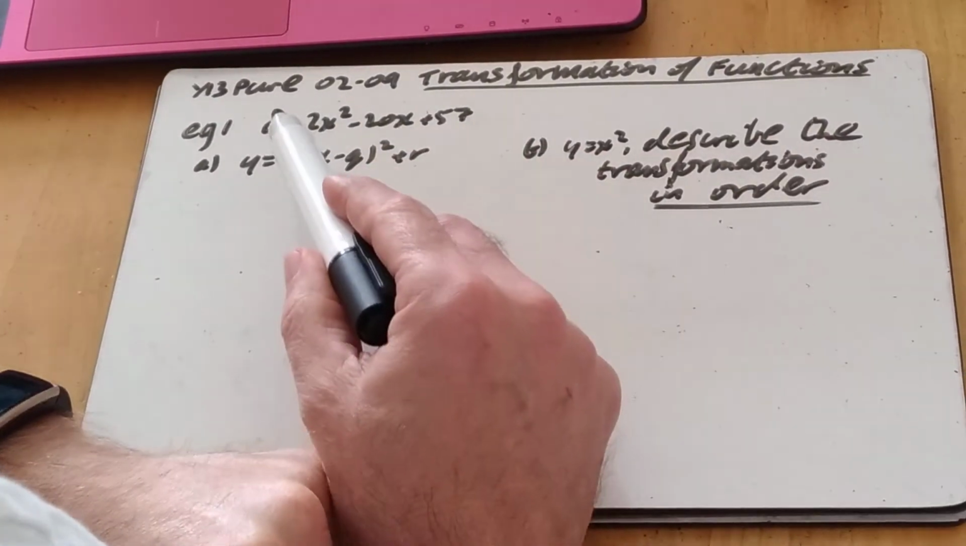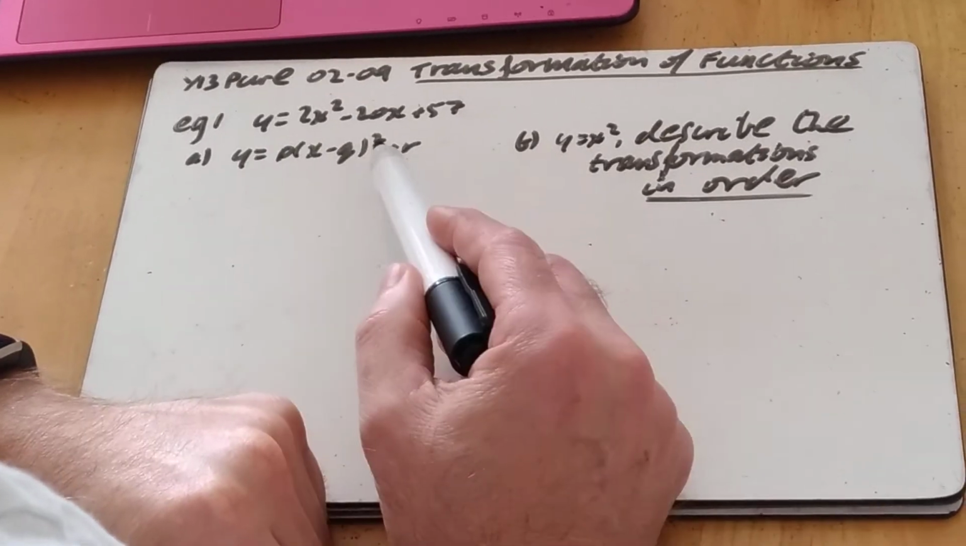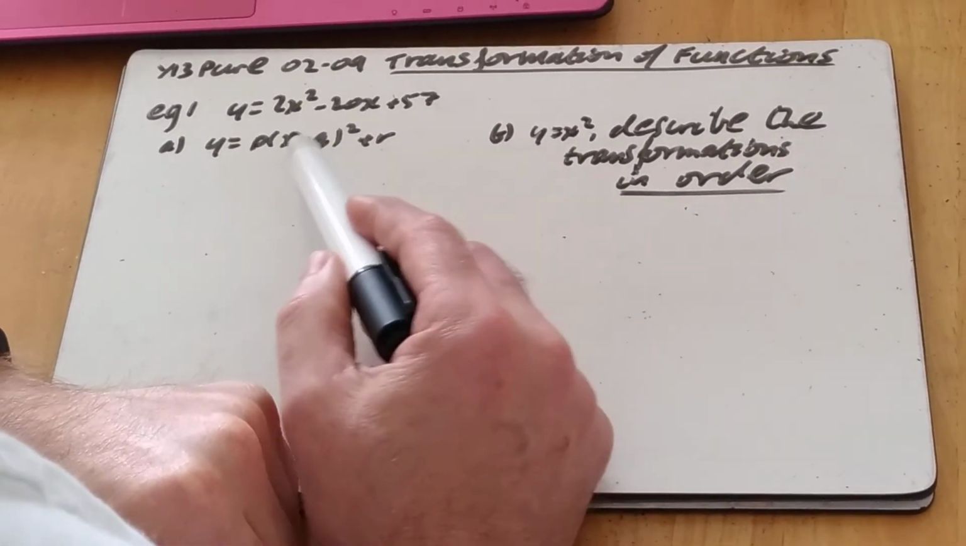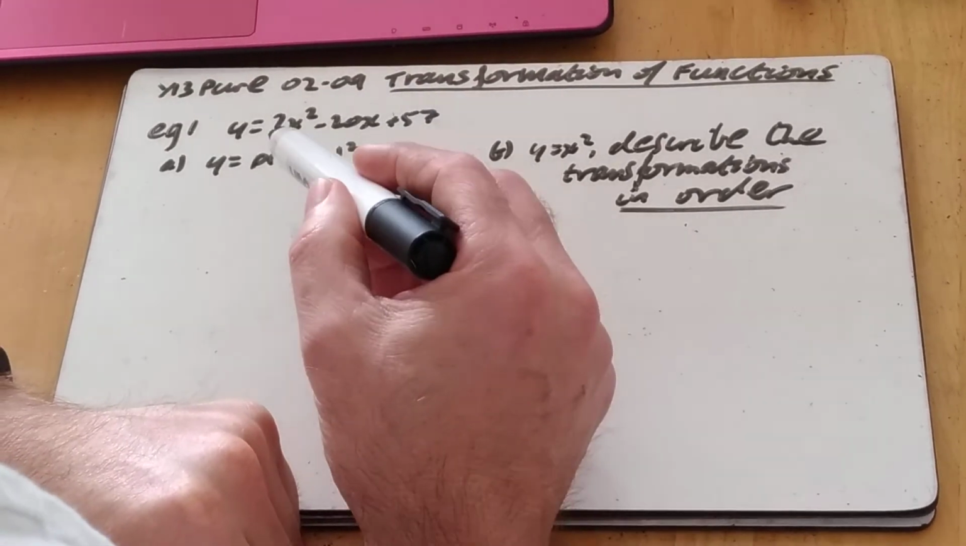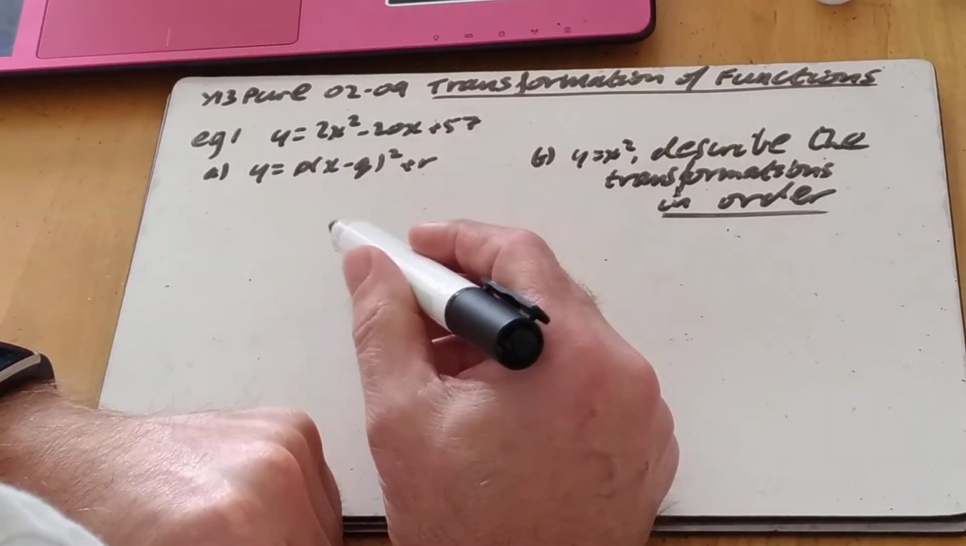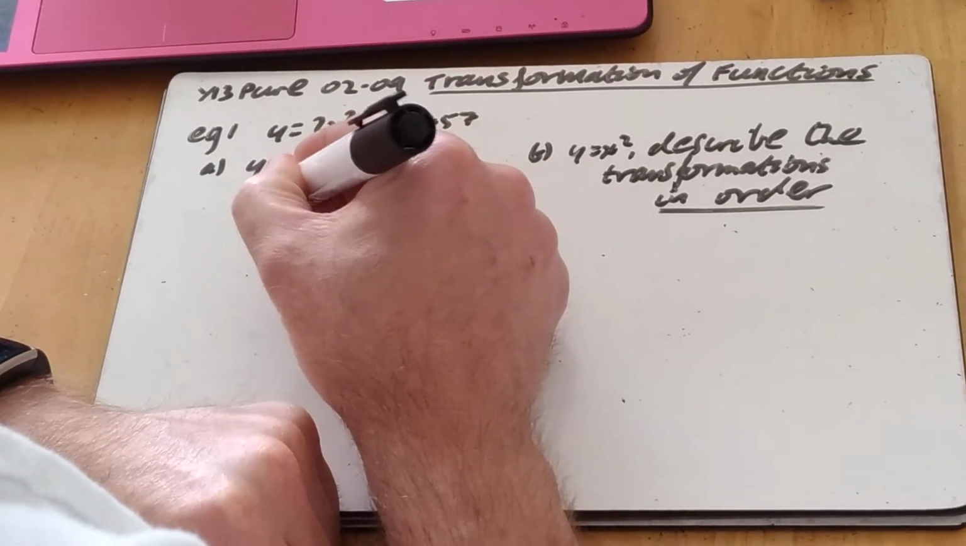First example, we're going to have a quadratic equation. We want to rewrite it because it's no good to us when I've got x appearing twice in it. I want x appearing once, and then I want to be able to see what happens to the curve of y equals x squared to be transformed to get this one here. So step by step then.